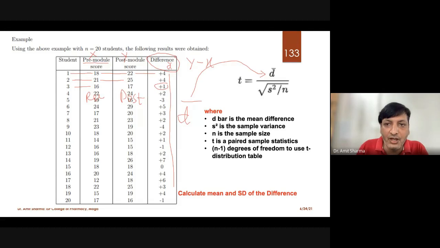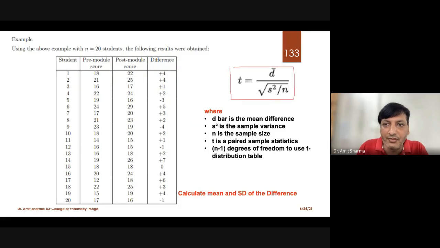Clear? And this is the formula for the paired sample t-test, where we calculate the t statistic. d bar is the mean difference which we have calculated. S square is the sample variance. n is the number of samples, that is, how many students are there. We know that it's 20 students.